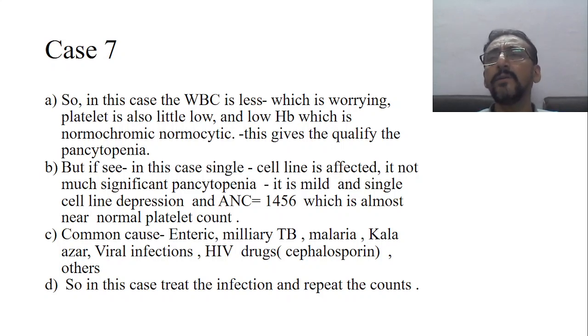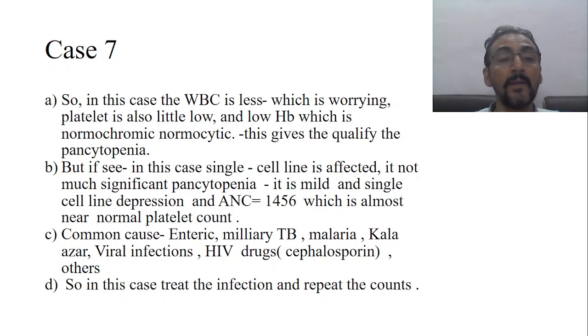I think neutropenia is found in typhoid fever, zero neutrophils, that is quite common. So neutropenia, then relative lymphocytosis with the neutropenia. Okay, so enteric fever may be there, miliary tuberculosis, malaria, kala-azar, viral infections, HIV, some of the drugs like cephalosporin and others may also lead to this type of presentation in the CBC picture.